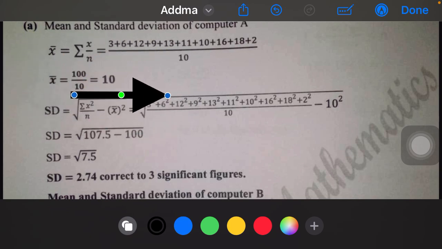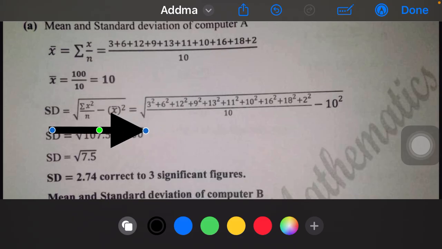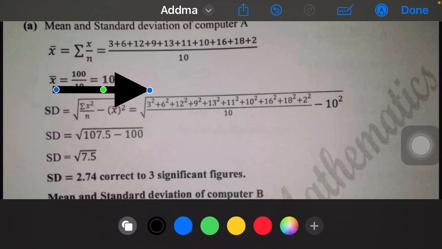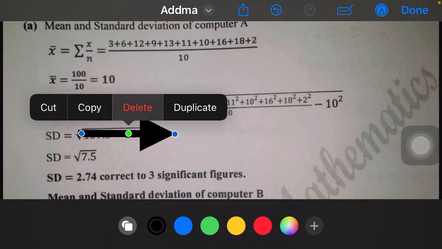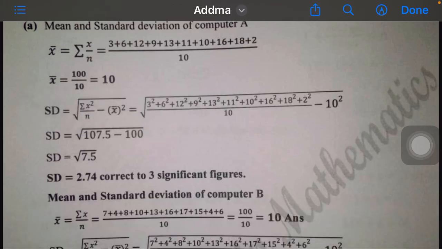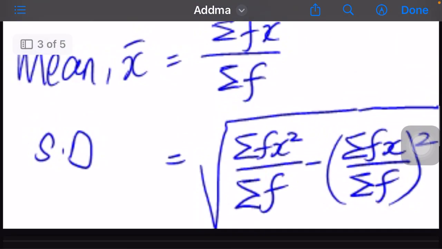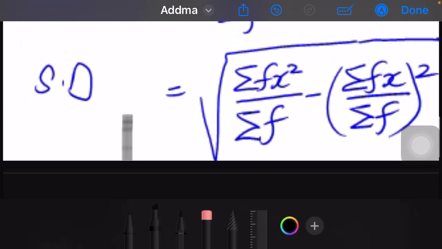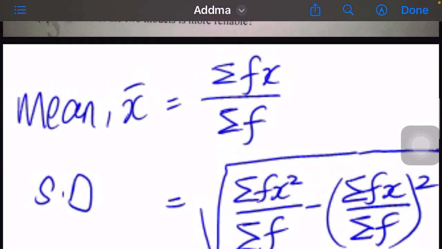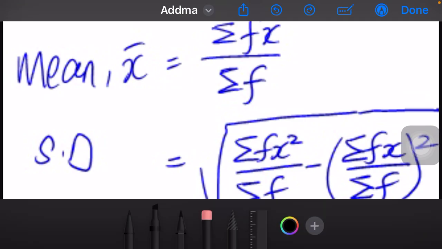Then you go on to finding the sum of f x squared over n. This is the formula you need to find. So how do we find the sum of f x squared divided by the sum of f? What do we need to do? We need to find it.